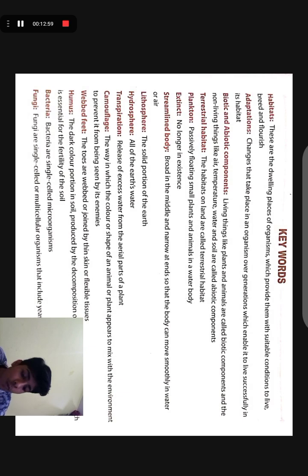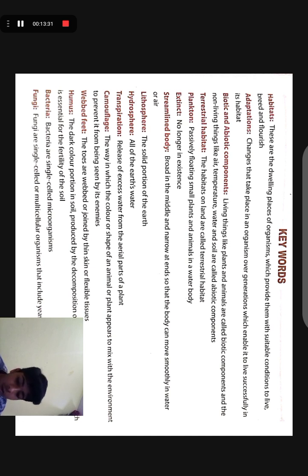Okay, let's come to keywords. Habitat. What is a habitat? These are the dwelling places of organisms which provide them the suitable conditions to live, breed and flourish. Next, adaptation. Changes that take place in an organism over generations which enable it to live successfully in its habitat. Third, biotic and abiotic components. Living things like plants and animals are called biotic components and non-living things like air, temperature, water and soil are called abiotic components. Terrestrial habitats.